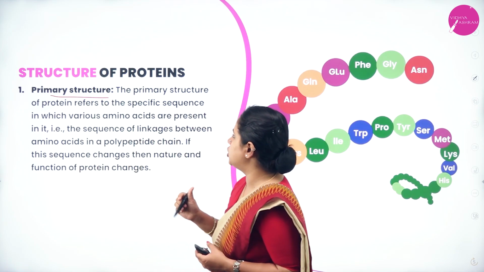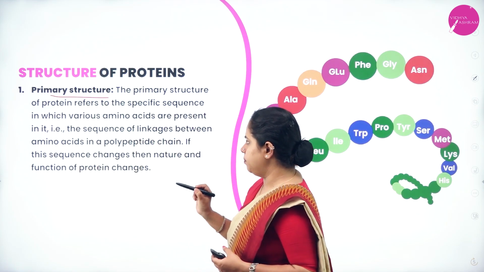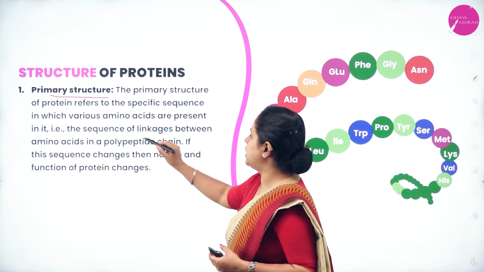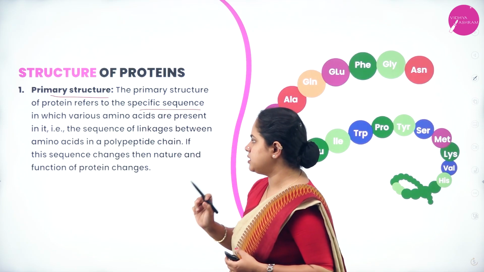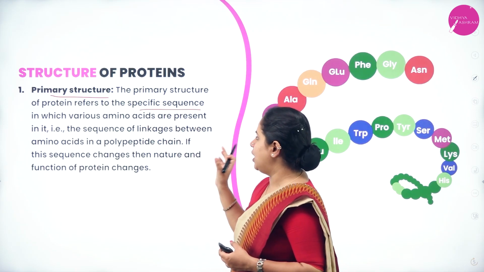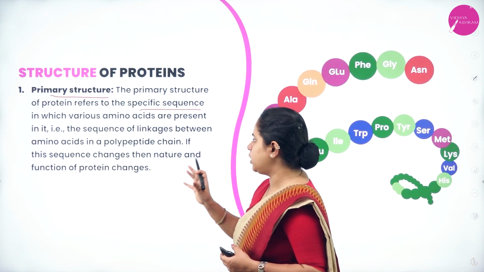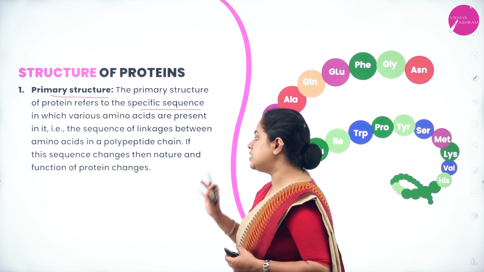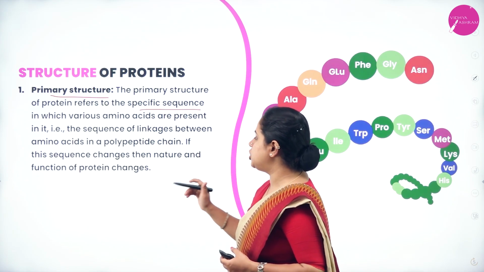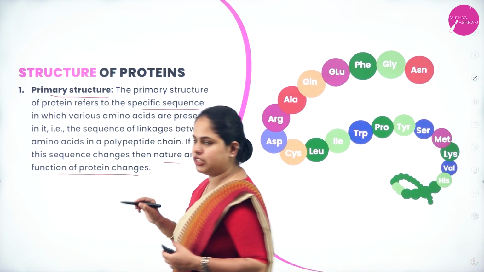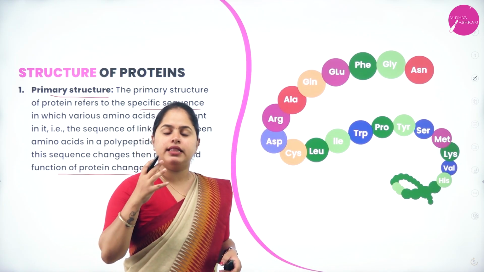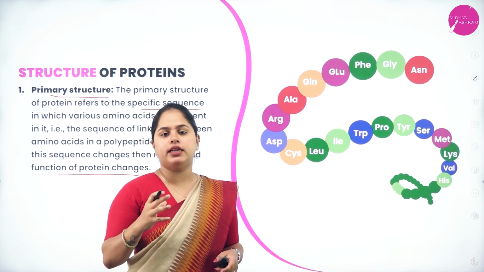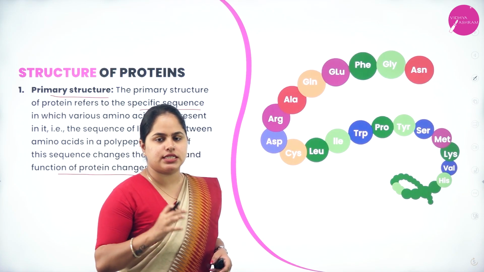The primary structure of protein refers to the specific sequence in which various amino acids are present in it. That is the sequence of linkages between amino acids in a polypeptide chain. If this sequence changes, then the nature and the function of the protein changes. So you can see that there is a specific order in which each of these amino acids has to be linked.